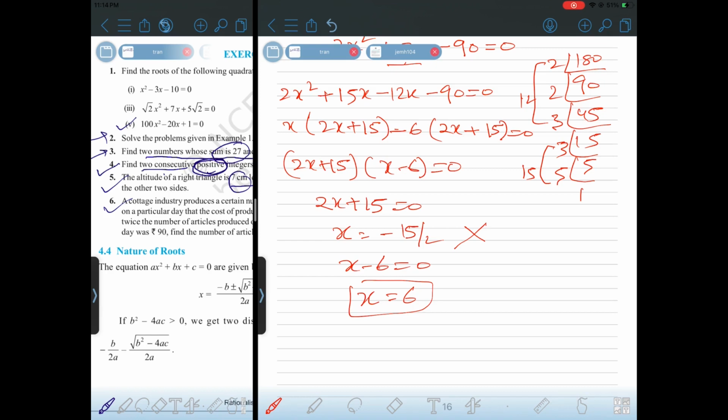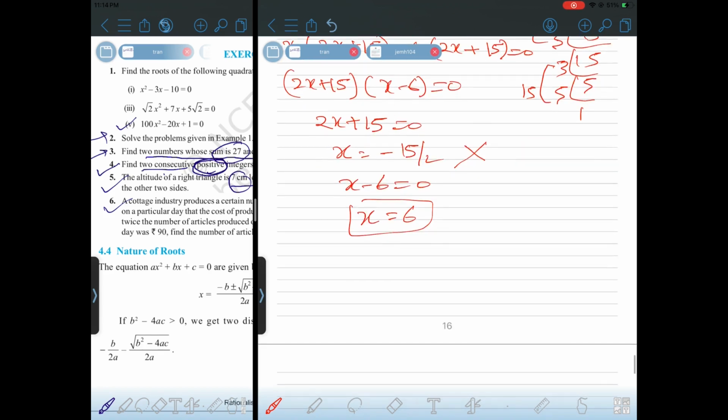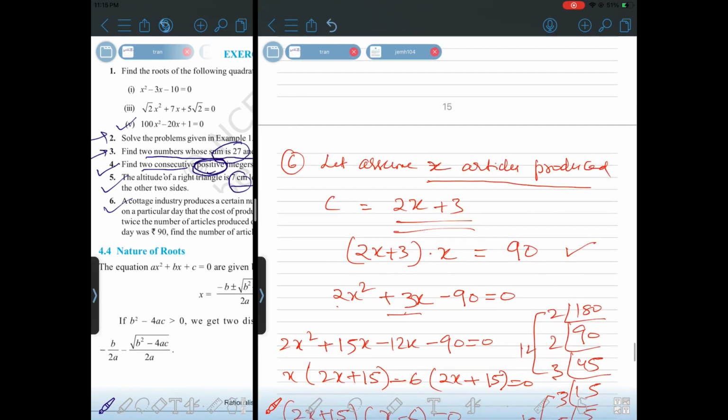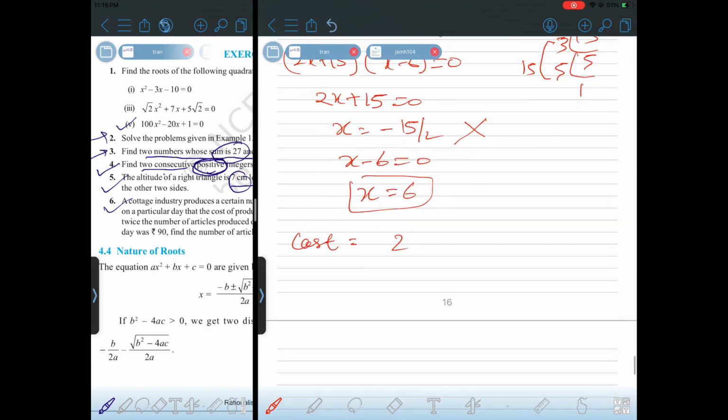Once we have found the number of articles produced on that day, we can find the cost also. The cost was how much? That was 2x plus 3. If you put 2 into x, that is 6, plus 3, that gives you how much? 15 rupees. So that gives you the cost of the article. This is how we have found the number of articles, which is 6, and the cost of each article as 15.